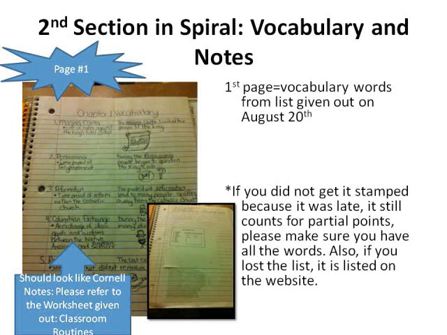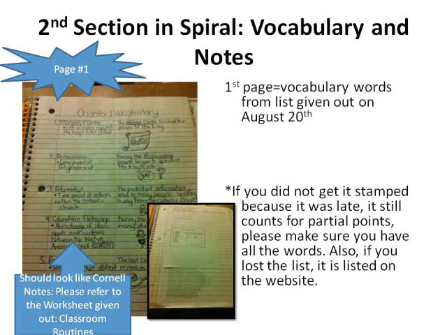Now, the section that you have in front of you is the second section in the spiral, which I had mentioned earlier will be dedicated to vocabulary and notes. So the first page that I'm going to be looking for is vocabulary for chapter 1. We did this on August 20th. I also went around the following day stamping your spirals.